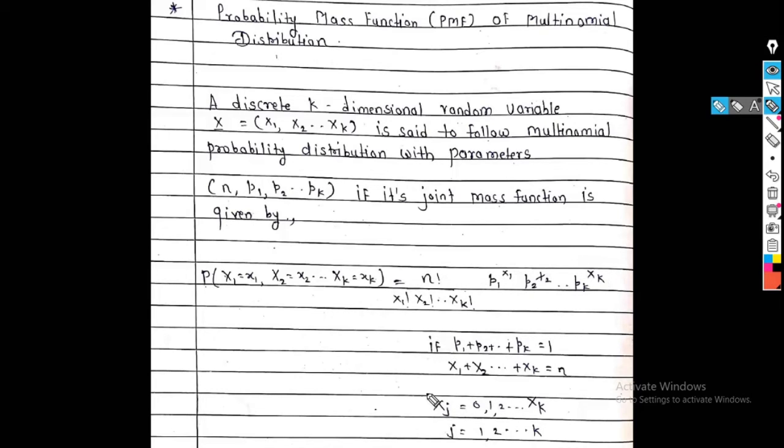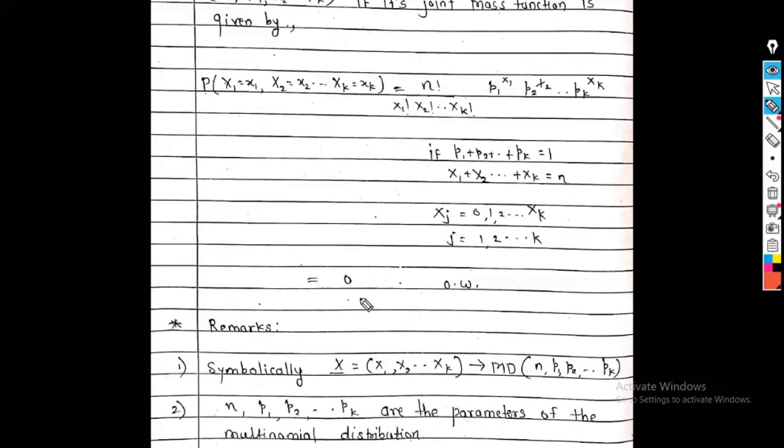If, what are the conditions? p1 plus p2 up to pk is equal to 1, that is the summation of pi where i runs from 1 to k is equal to 1, and x1 plus x2 plus ... xk is equal to n, that is the summation of xi where i runs from 1 to k is equal to n, the number of trials. xj runs from 0, 1 up to n, and j runs from 1 to k. This is the PMF of the multinomial probability distribution, and it is 0 otherwise.